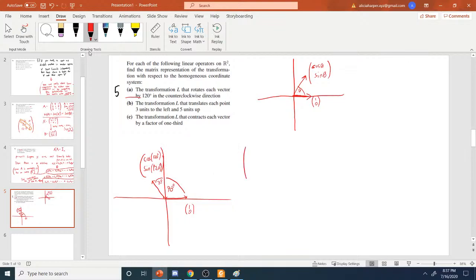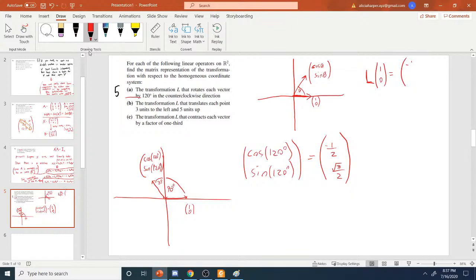So I know what that is. Cosine of 120 degrees and sine of 120 degrees is actually just equal to, cosine is going to be -1/2, and sine here is going to be square root of 3/2. So here's what I understand about my linear transformation so far. If I call it L, then L of the vector 1, 0 is this.